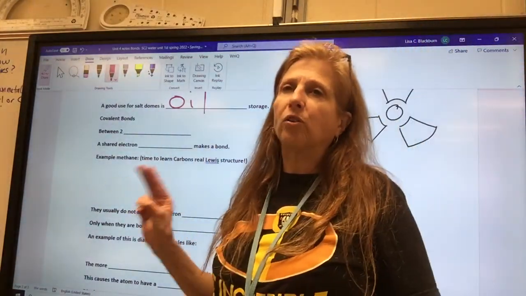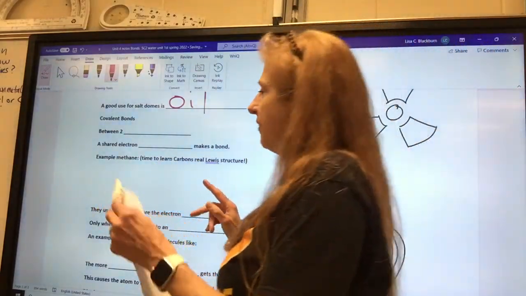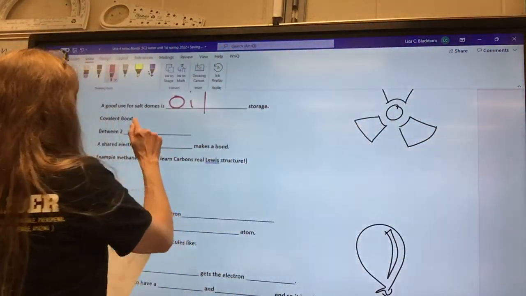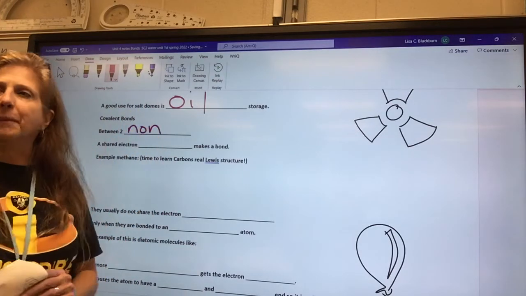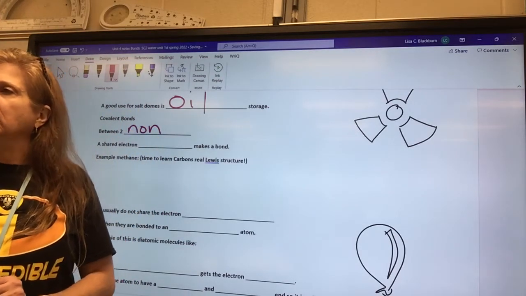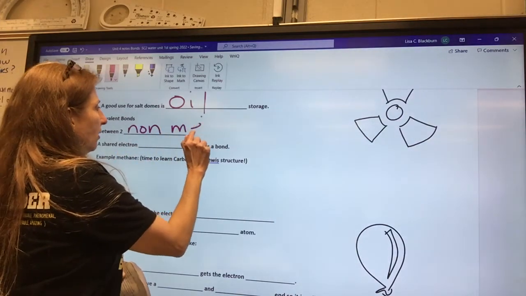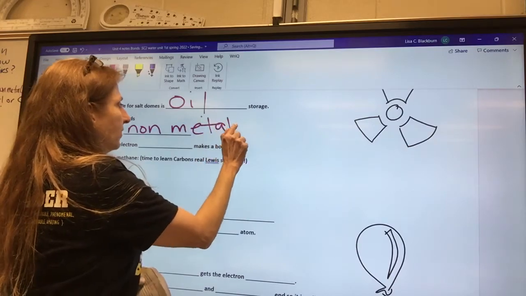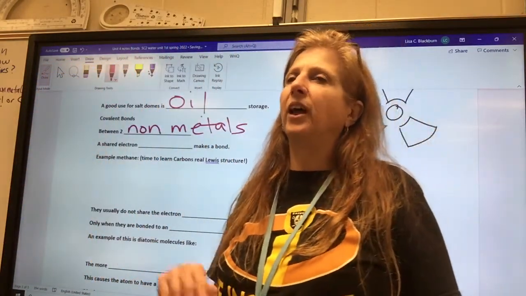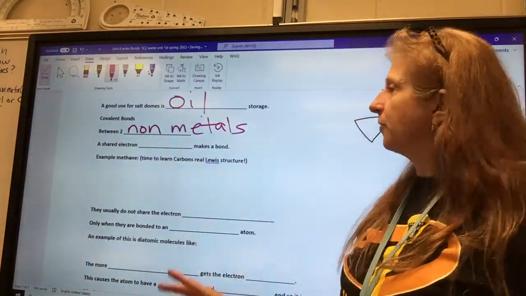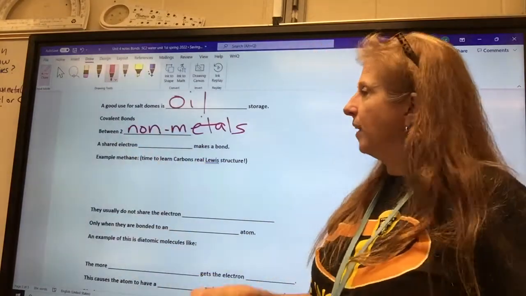Covalent is with our divorced parents, and this is where they are sharing the electrons, and it is between two nonmetals. The ionic is between a metal and a nonmetal. Covalent is between two nonmetals. So, like, one of the things on the test, I'll have a bunch of things that will be ionic or covalent, and you'll see a compound. And you'll see that it's between two nonmetals, and you'll go, oh, that one's covalent.